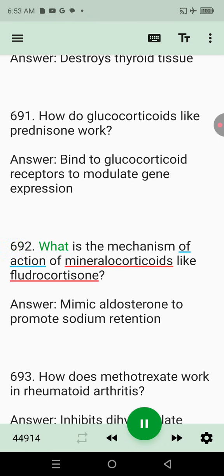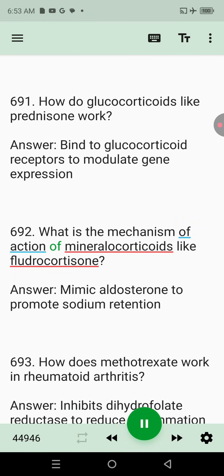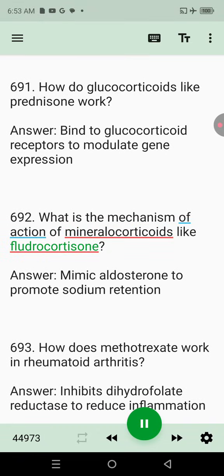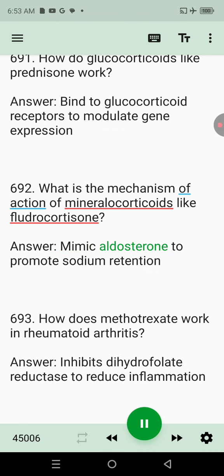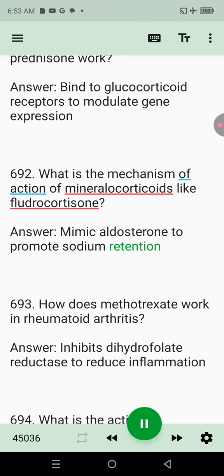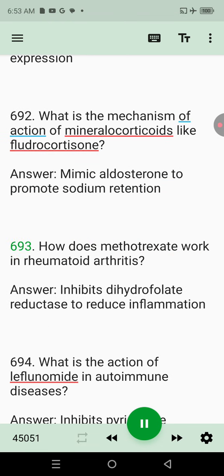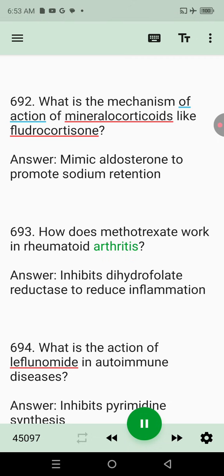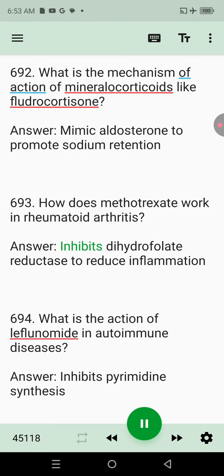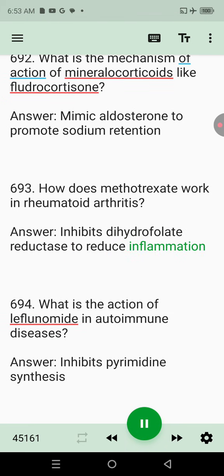692. What is the mechanism of action of mineralocorticoids like fludrocortisone? Answer. Mimic aldosterone to promote sodium retention. 693. How does methotrexate work in rheumatoid arthritis? Answer. Inhibits dihydrofolate reductase to reduce inflammation.